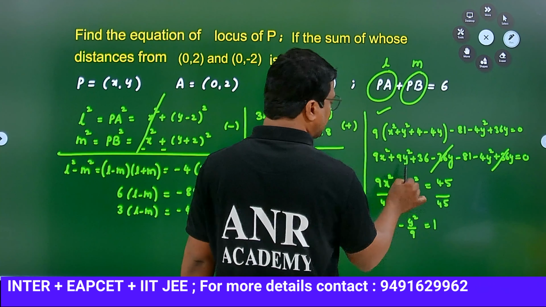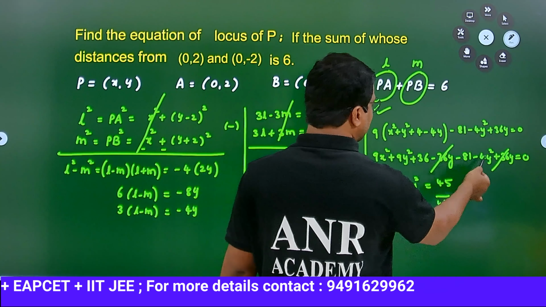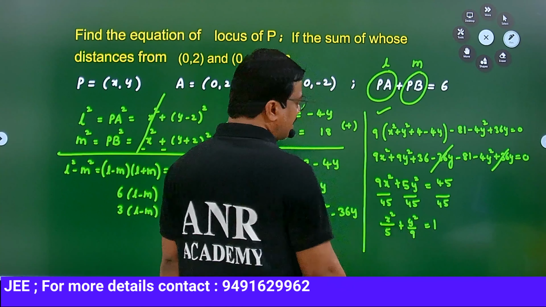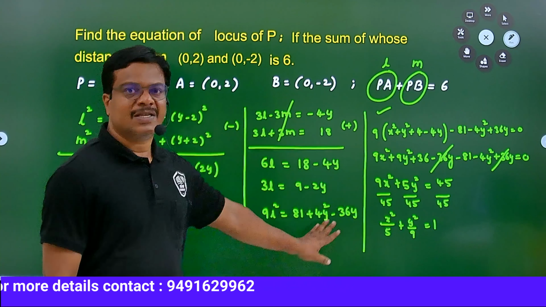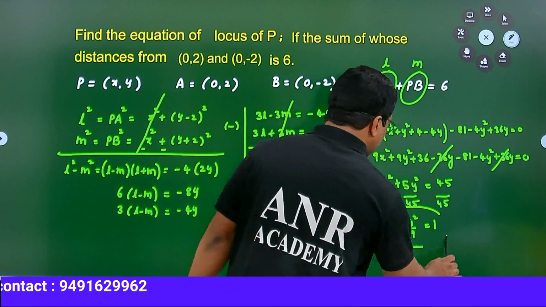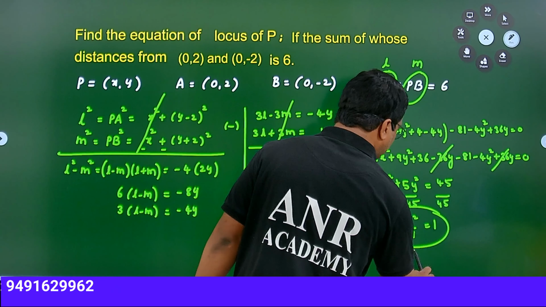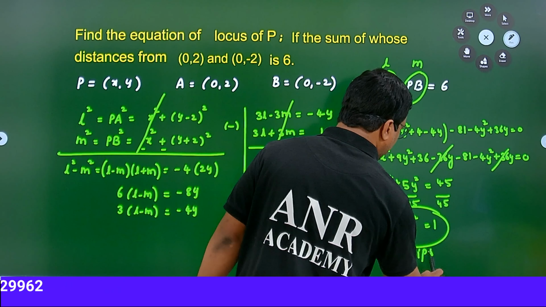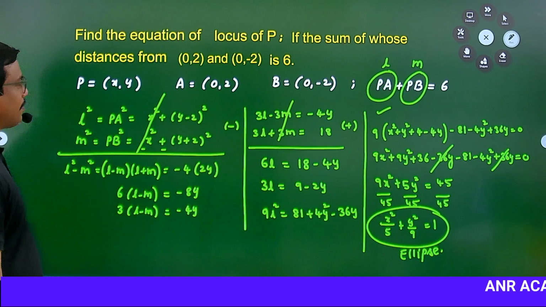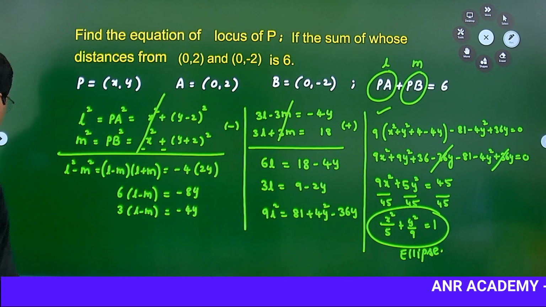This is plus 5 square, right? 9Y square minus 4Y square value, it is plus 5Y square. So that it is of the form X square by a square plus Y square by b square equal to 1. It is an ellipse, remember. This is about the first case. Let us move to the next one.